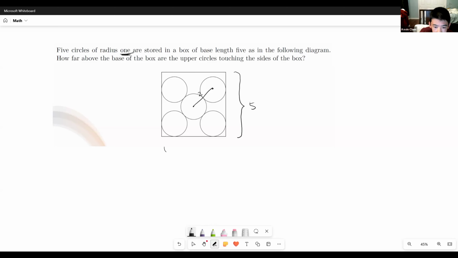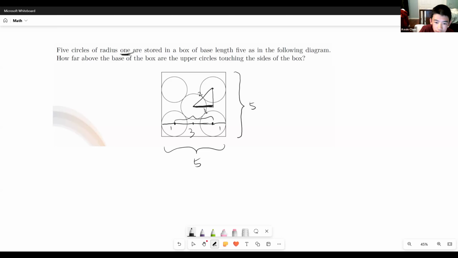And then since the side length of the box is 5 and the radii of the 5 circles are 1, this distance is 1. And this distance is 1. So therefore, this distance in the middle here is 5 minus 1 minus 1, so it's 3. And so for this right triangle, we want to find this bolded part. It's just 3 over 2 because since this part is 3, half of it is 3 over 2. So here it is 3 over 2.